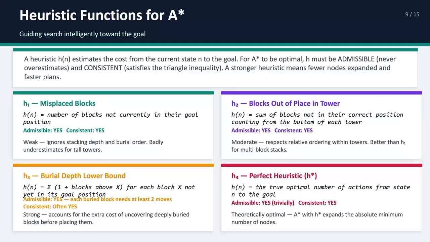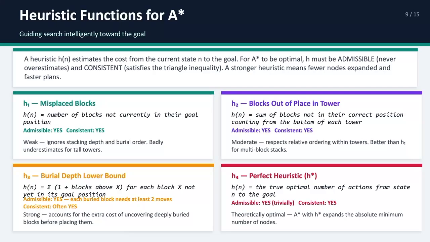Now let's understand heuristics. A heuristic is a smart way to guess how far we can go from the goal. It helps the algorithm choose the best path instead of checking every possibility. For A star search to work properly, the heuristic should not give a higher value than the real answer, and it should behave in a consistent way.